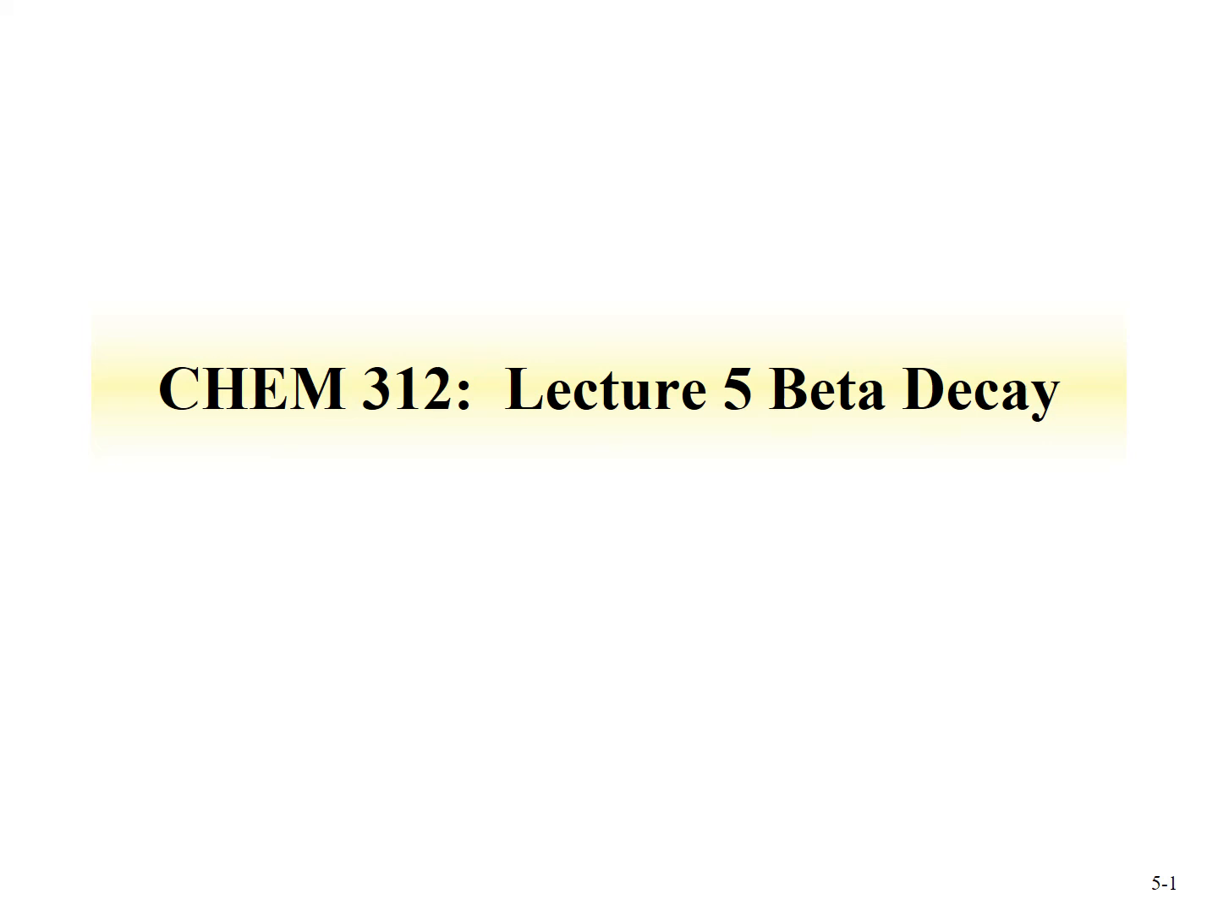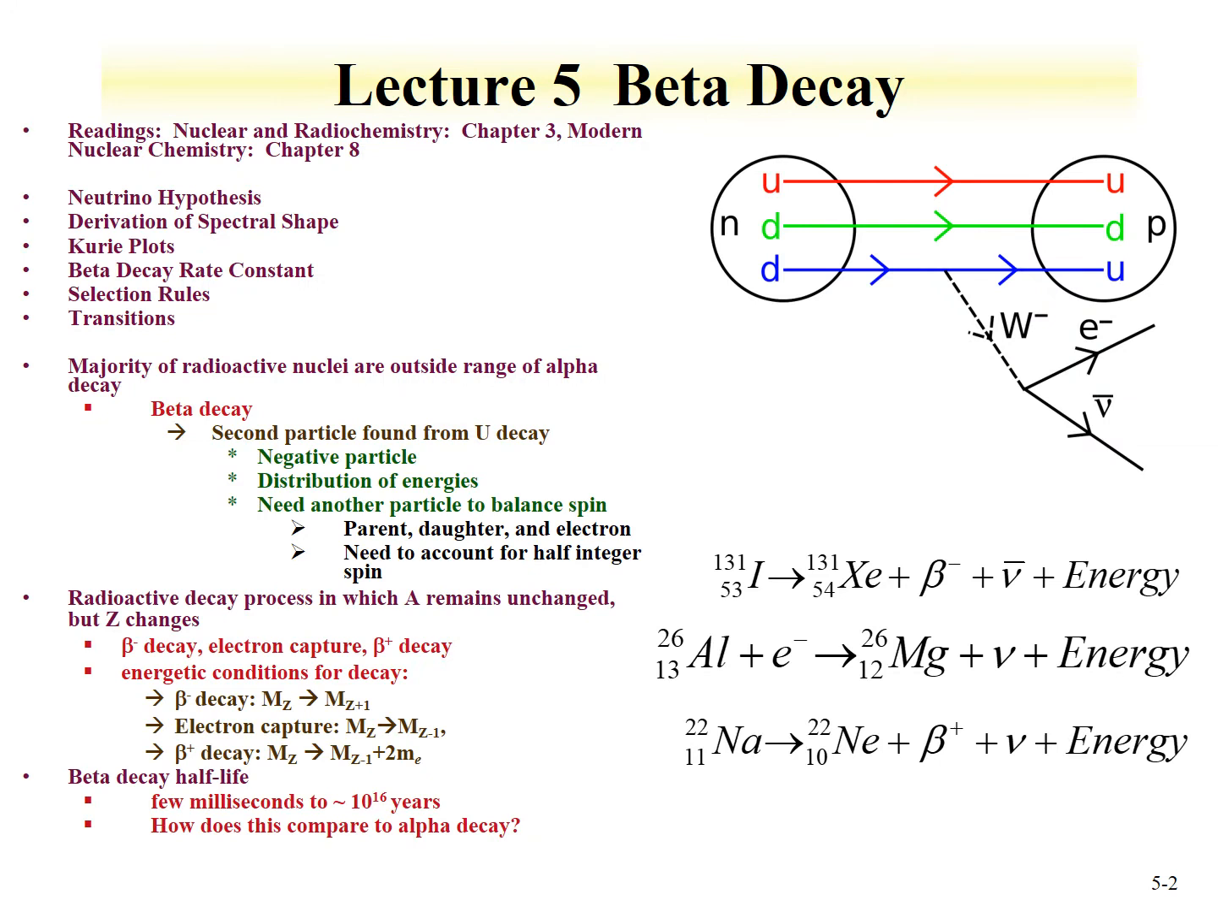Welcome to Lecture 5 for Chemistry 312, Radiochemistry. This lecture is on beta decay. The readings for Lecture 5 are Chapter 3 from Nuclear Radiochemistry and Chapter 8 from Modern Nuclear Chemistry.